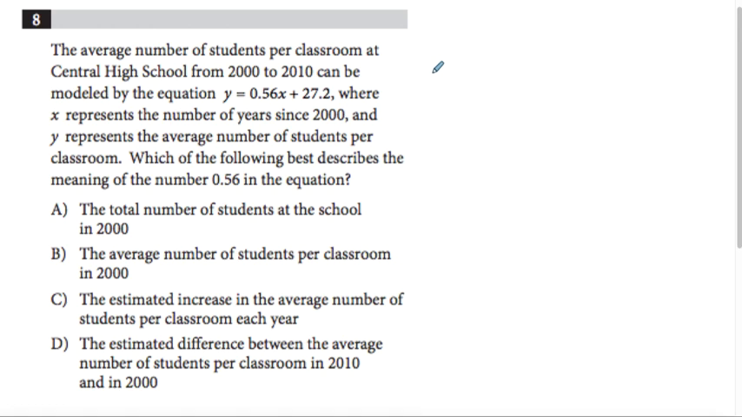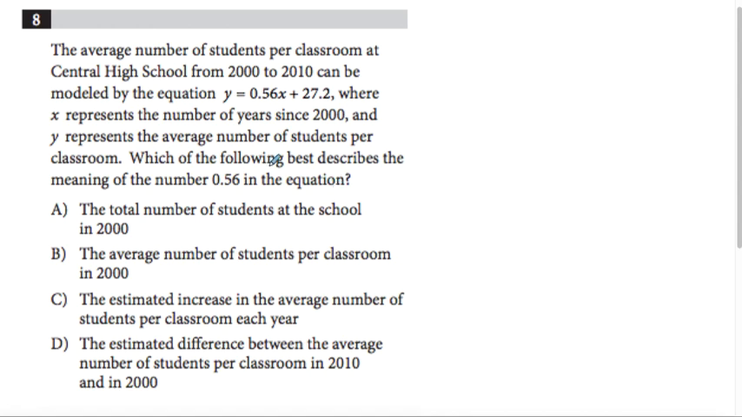Test 3 Math Calculator number 8. They're starting to get a little bit more challenging, especially because they're adding lots of words, and we know we hate to read words. So the average number of students per classroom at Central High School from 2000 to 2010 can be modeled by the equation y equals 0.56x plus 27.2, where x represents the number of years since 2000 and y represents the average number of students per classroom. Which of the following best describes the meaning of the 0.56 in the equation?